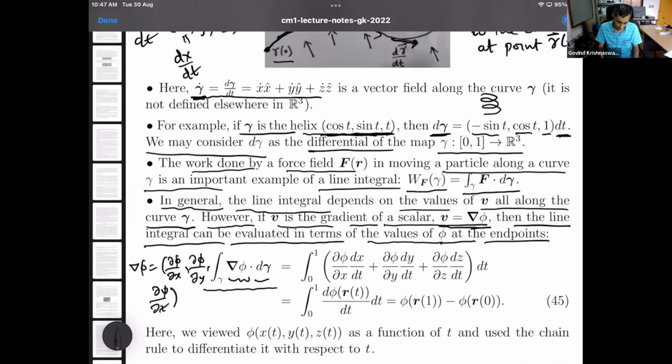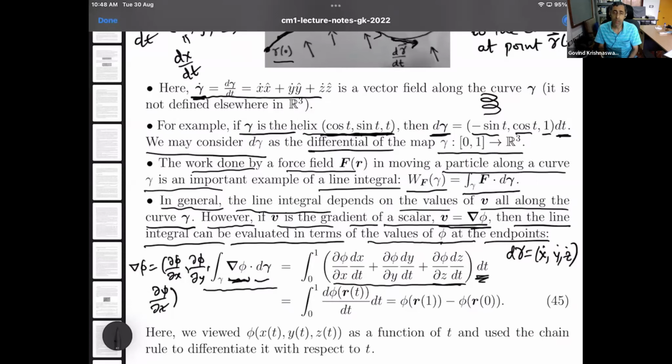And we also have d gamma having three components, which is x dot, y dot, and z dot. Okay, so when we take the dot product, we will get three terms here: partial phi partial x times dx dt, partial phi partial y dy dt, and partial phi partial z dz dt. And then of course integrated over time. All right, so this is our line integral in the special case where the vector field is the gradient of a scalar. Now something miraculous happens.